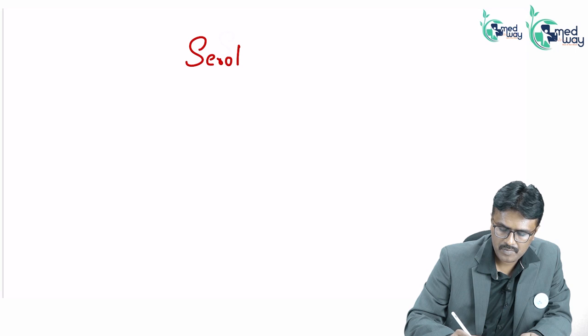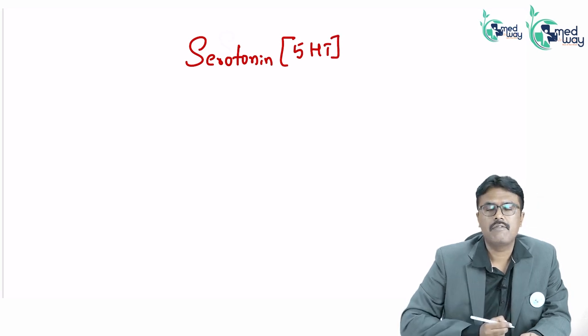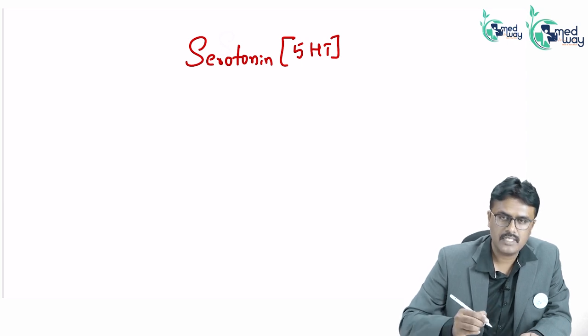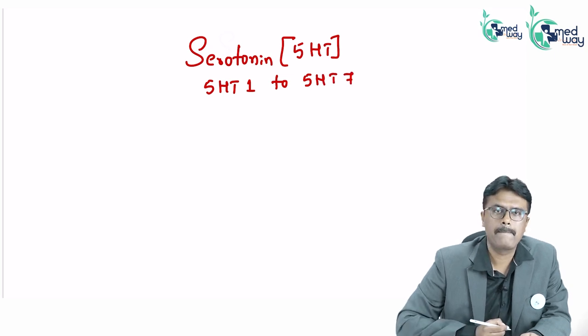Let me write the name serotonin. Serotonin. It is also written as 5-HT. 5-hydroxytryptamine is another name of serotonin. Now this acts on the receptor called serotonin receptor. So the receptors are between 5-HT1 to 5-HT7. There are 7 subtypes of receptor.